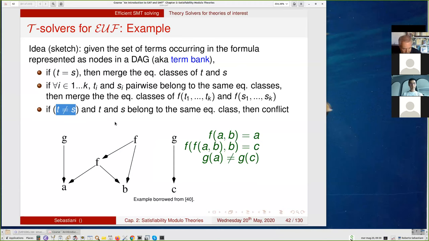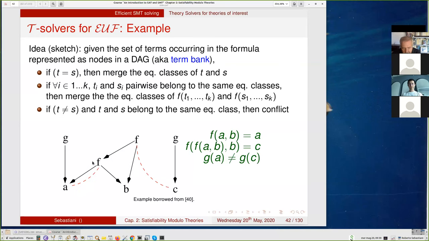Let's see an example here. We have f of a b equals a, and f of a b equals c. So a should be equivalent to f of a b. The dotted red lines are equivalences. But similarly, c here is equivalent to f of a b.